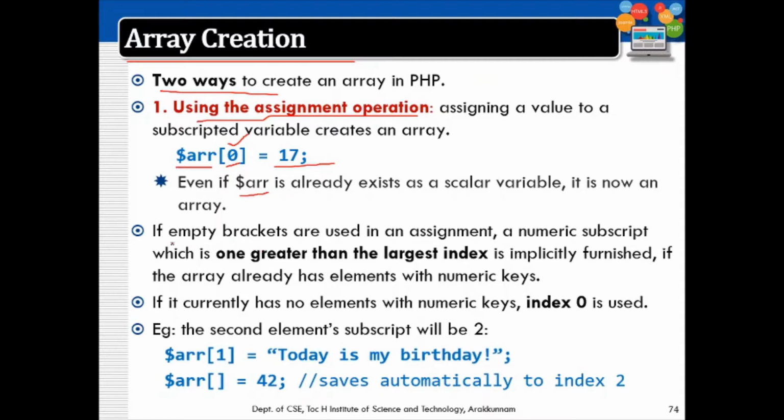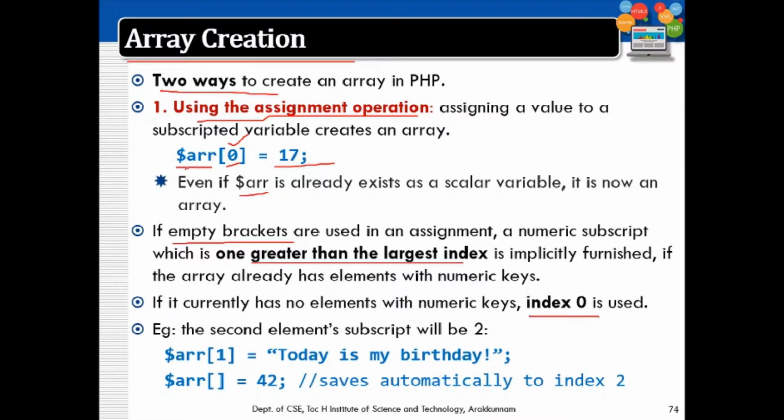If $array was a scalar variable, now it will become an array. Suppose we give empty brackets, it will look into that array and take one greater than the largest existing index and store the value over there. Suppose an array has no elements and we are not giving any index, it will take the 0th index to store the value. Otherwise, it will store the value in the next higher index.